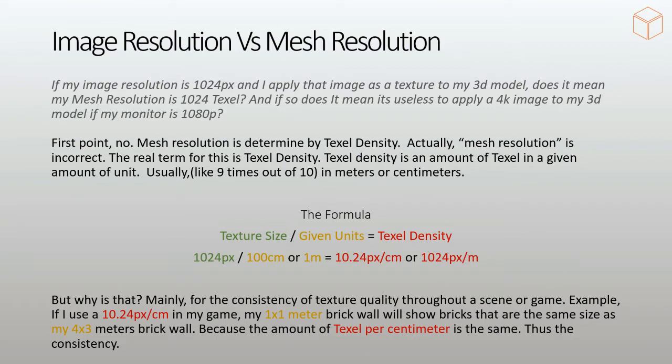But why do we express texel density in meters or centimeters? Well, the main reason for that is the consistency of texture quality throughout a scene or a game. So for example, if I use 10.24 pixels per centimeter in my game, my 1 meter brick wall will show bricks that are the same size as my 4x3 meter brick wall, because the amount of texels per centimeter is the same.